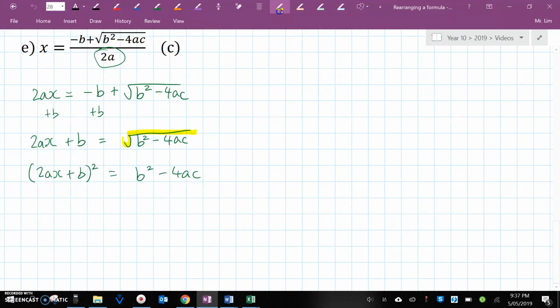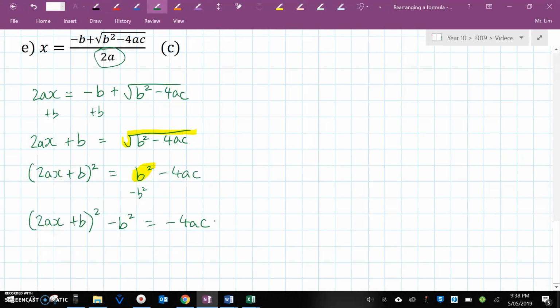I now need to get rid of this b squared by minusing b squared. So I've got 2ax plus b all squared minus b squared is equal to minus 4ac.